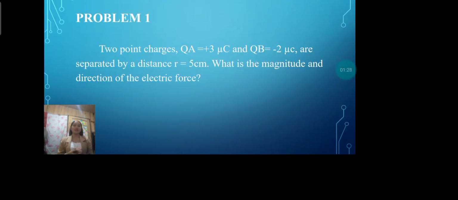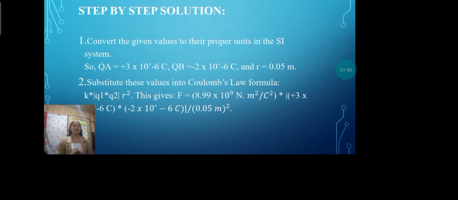I have two problems, but first let's talk about problem 1. It states: two point charges, QA equals positive 3 C and QB equals negative 2 C, are separated by a distance R equal to 5 cm. The question is, what is the magnitude and direction of the electric force? To find the answer, we have the step-by-step solution.